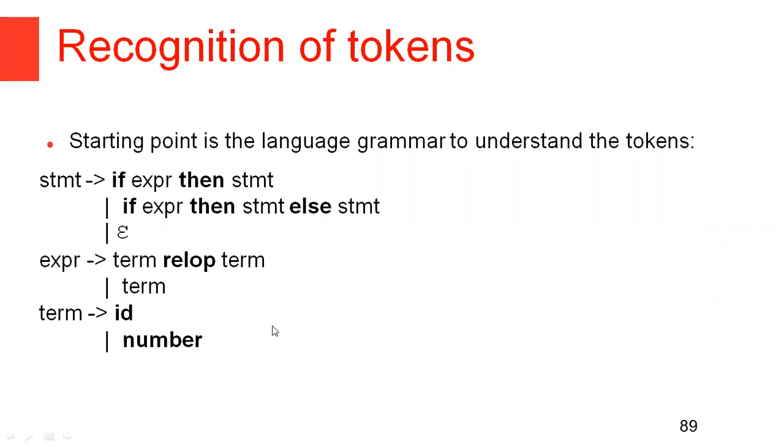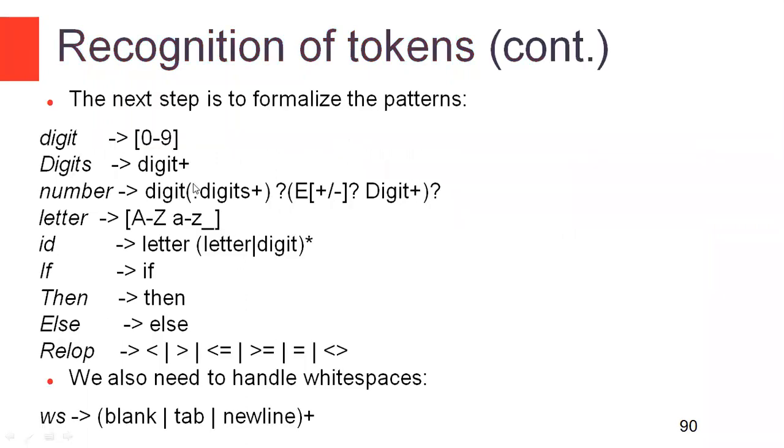So this is the recognition of tokens. The next step is to formalize the patterns, the formalization of patterns. We use the digits 0 to 9, and digits implies digit plus. For a number, digit, dot, digits plus, and question mark e is the exponent with plus or minus and digit plus, where question mark means optional. Okay, so we have letter, capital A to capital Z and small a to small z.